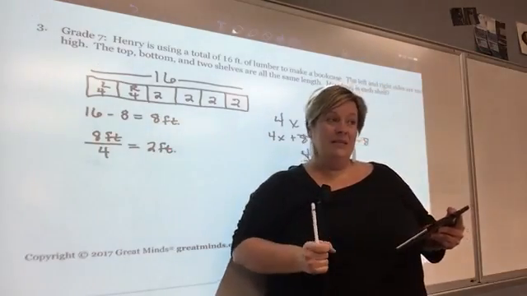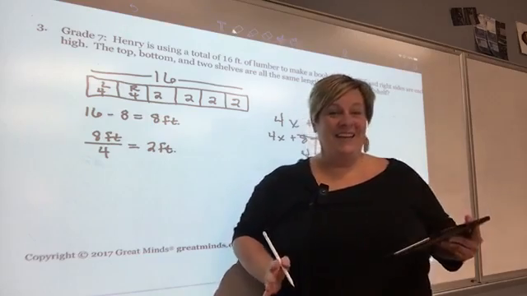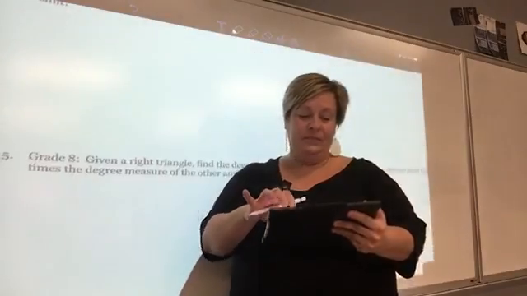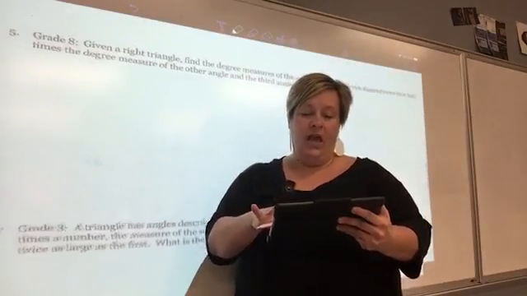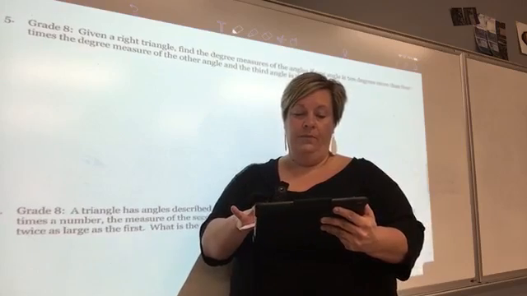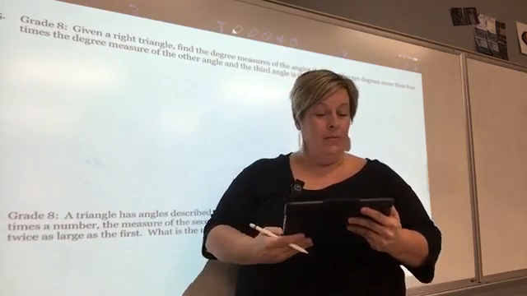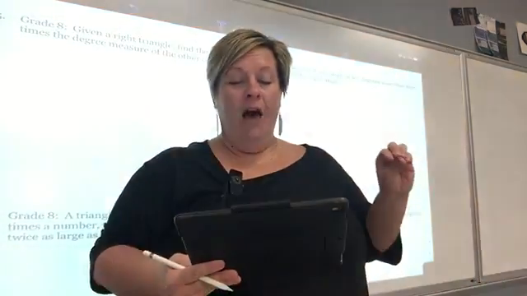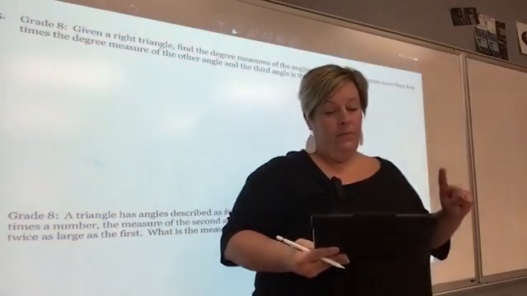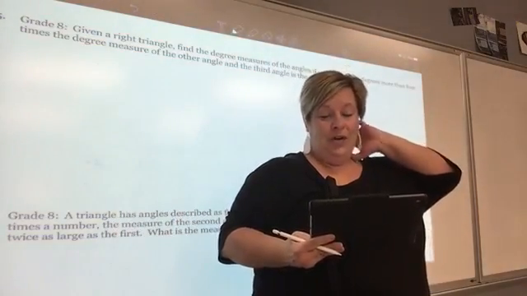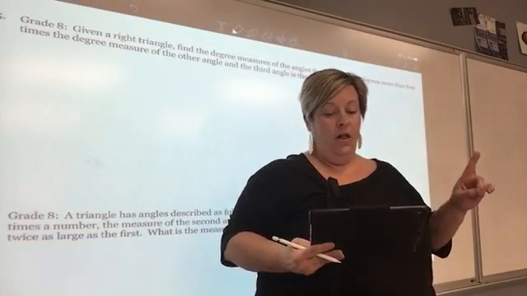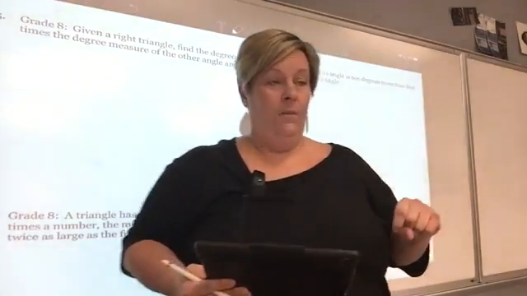Does that make sense? Any questions on that? Okay, let's look at one more. Let's look at a right triangle, an 8th grade problem. Given a right triangle, find the degree measures of the angles if one angle is 10 degrees more than 4 times the degree measure of the other angle, and the third angle is a right angle.